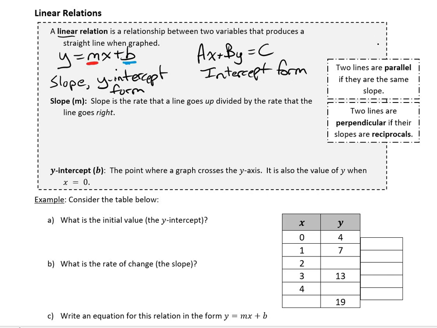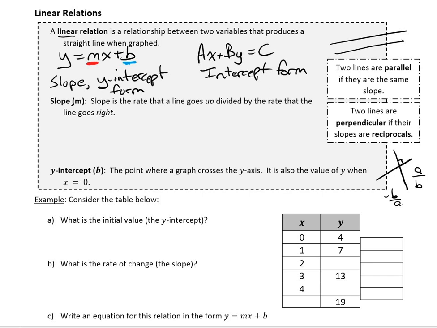And off to the side here, we just have a little reminder. If we have two lines that look like that, they go on and on forever and never touch. They're called parallel. They have the same slope. And if we have two lines that meet at a 90-degree angle, they're called perpendicular, and their slopes are negative reciprocals. A reciprocal just means if the slope of one is a over b, then the slope of the other one would be negative b over a.